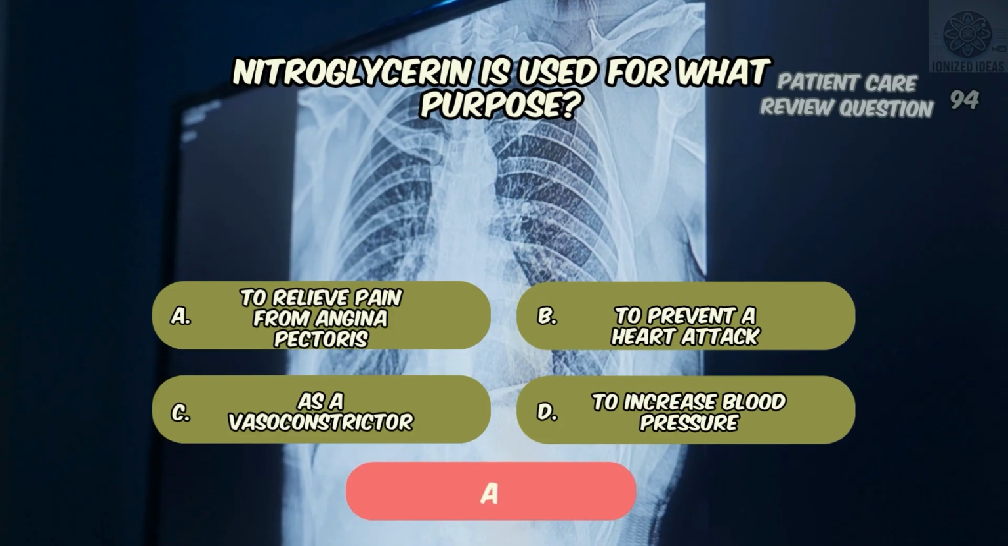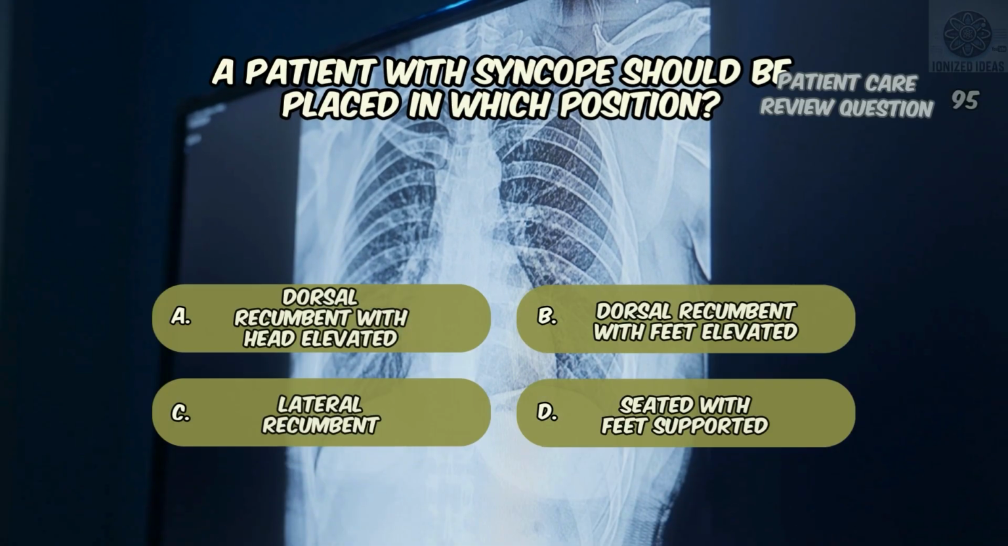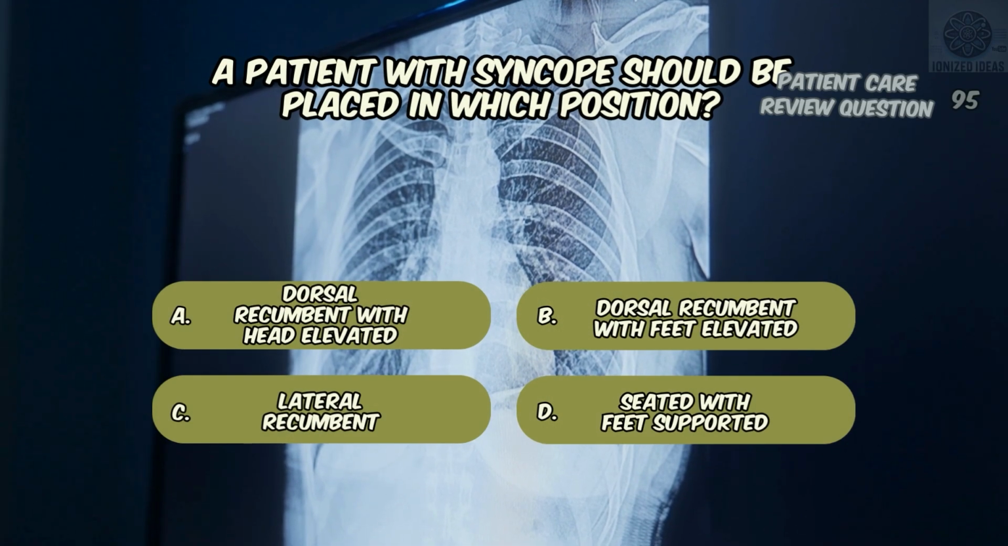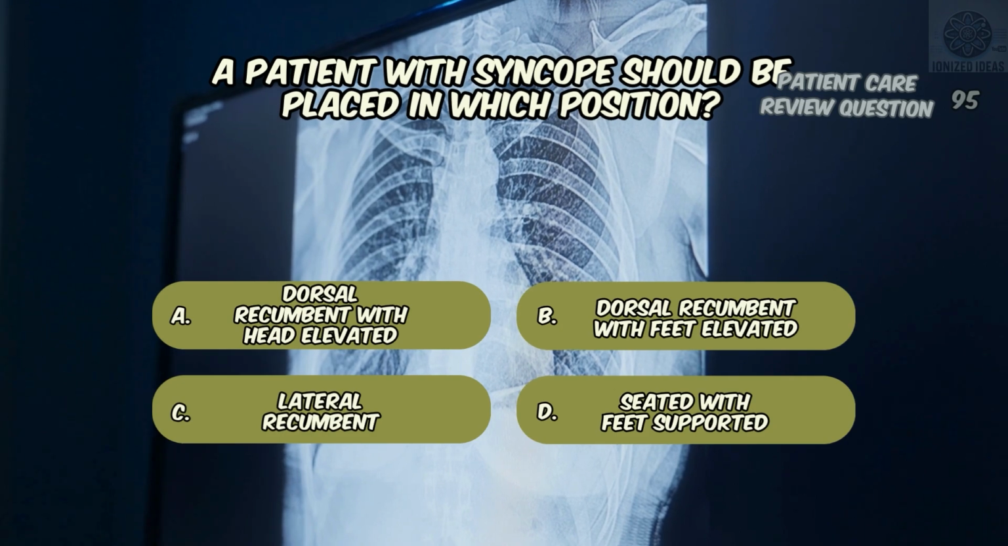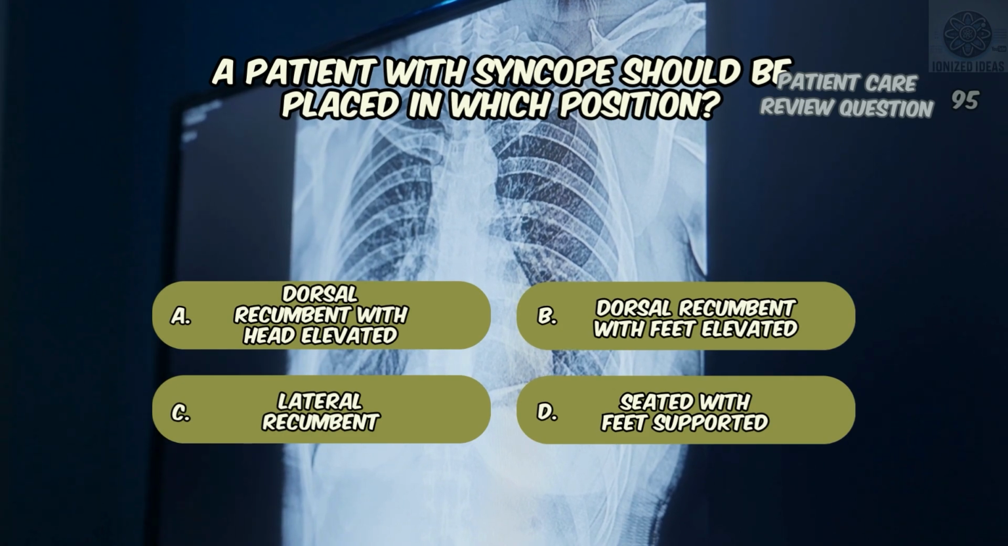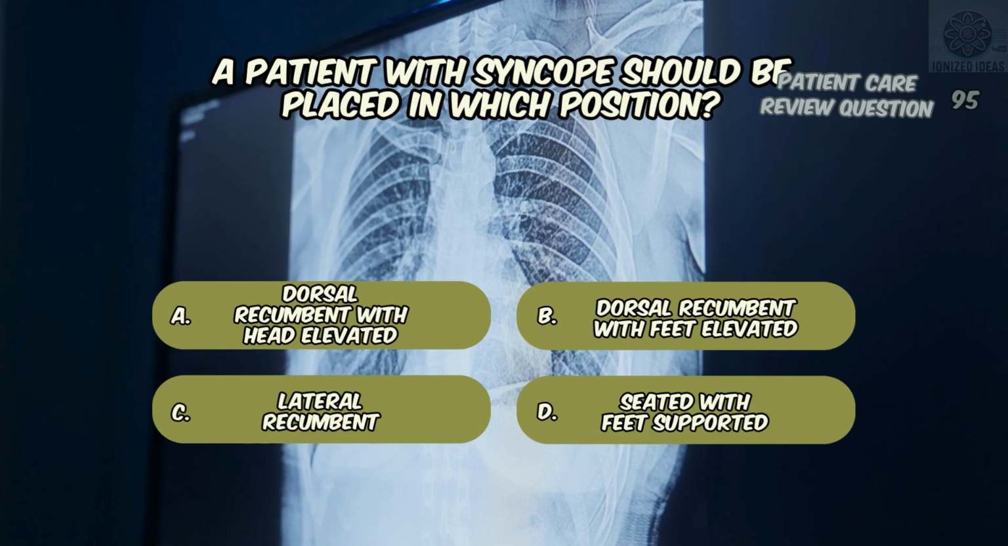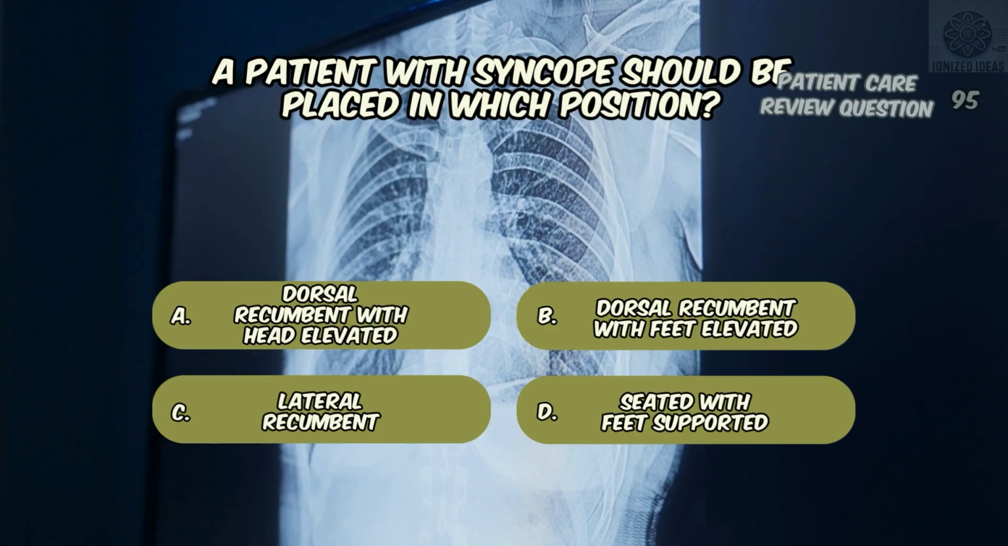A patient with syncope should be placed in which position? A. Dorsal recumbent with head elevated. B. Dorsal recumbent with feet elevated. C. Lateral recumbent. D. Seated with feet supported.